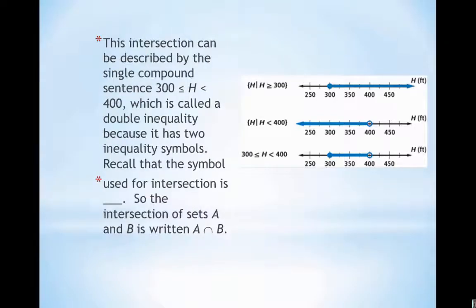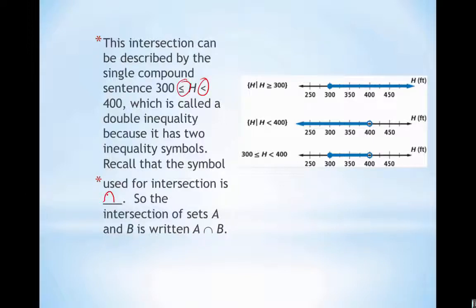All right. So later in your notes, on the right, we have a bunch of lines that have been graphed. And on the left it says this intersection can be described by the single compound sentence 300 less than or equal to h less than or equal to 400, which is called a double inequality because it has two of these symbols right here. Okay? Recall that the symbol used for intersection is this right here. It's like an upside down U. So the intersection of sets A and B is written A intersect B.